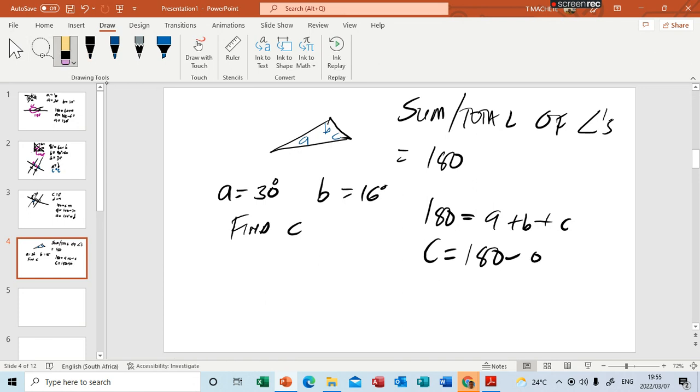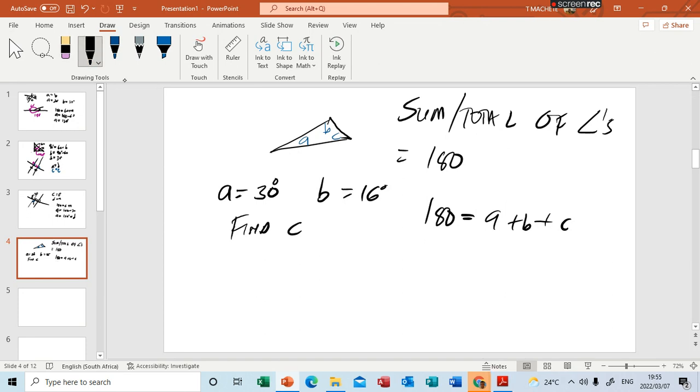The easiest way, so that you don't confuse these things, is to substitute those values. So you add up your right hand side first. Just write 180 is equal to 16 plus 30 plus C, because when you transpose that side, you might make a mistake. So you're going to add these two: 30 plus 16, you're going to get 46 plus C.